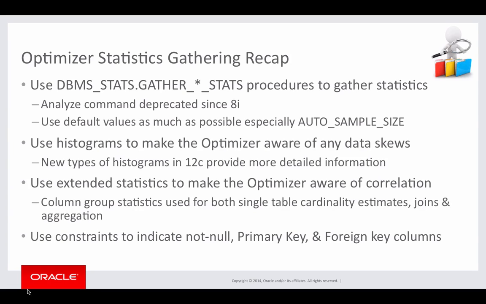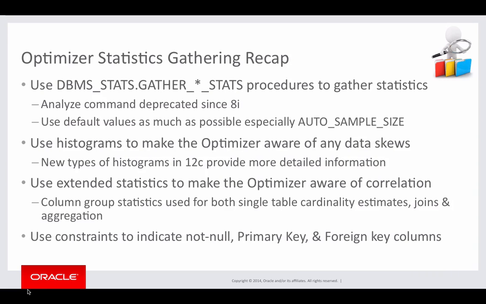We also want you to use the default parameter values for the METHOD_OPT parameter so that we are going to gather the appropriate histograms on the individual columns so the optimizer can be aware of any data skews that may exist and allow us to get a better cardinality estimate for a particular query. That will allow the optimizer to determine whether or not this execution plan can benefit from accessing the data in memory or not.